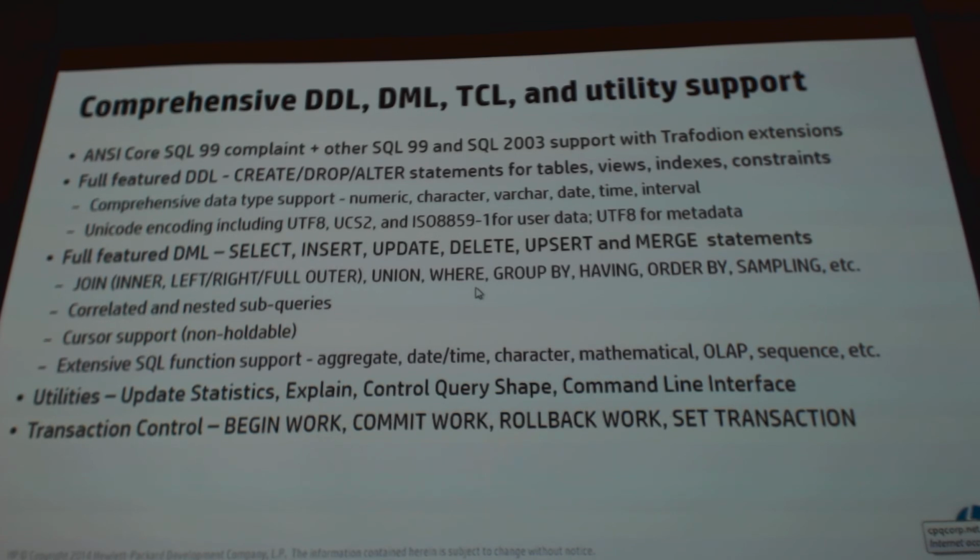So the utilities we support are update stats. We have a pretty nice visual query plan, so you can see the explain plan for the queries. We have control query shapes, so if you don't like the plan that the optimizer comes up with, you can actually influence that. And we have the command line interface, not just ODBC, JDBC, the command line interface as well to interact with the system. And then we have full transaction control: begin work, commit work, rollback, that kind of stuff, set transaction.